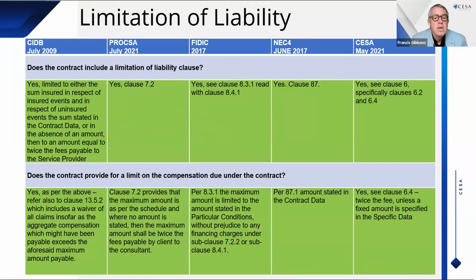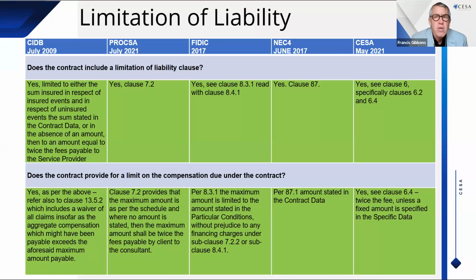All right, then what are the various clauses on limitation of liability in the forms of agreement? Does the contract include a limitation of liability clause? CIDB does, but it's worded quite strangely. The limit of liability is the sum insured in respect of the insured events. In the contract data, CIDB makes provision for stating the sum insured, which is the amount of PI insurance you're required to carry, so it's up to that sum if it's an insured event. If it's not an insured event, it's a sum stated in the contract data or an amount equal to twice the fees payable to the service provider.